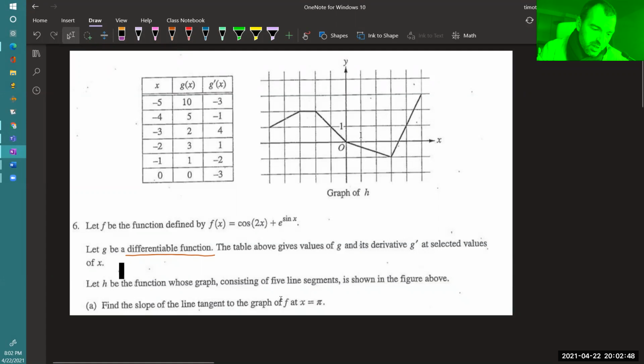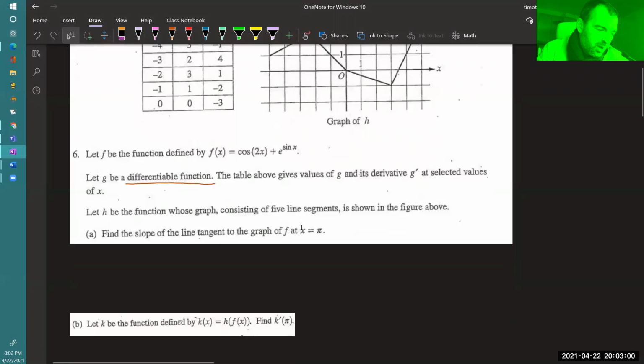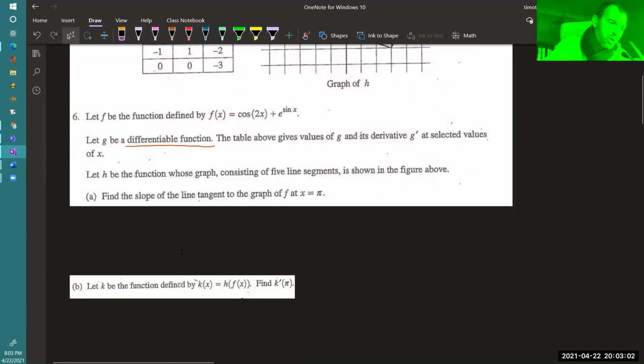All right, it's shown. First question is find the slope of the line tangent to the graph of f at pi. So here's f. That one's going to be a pretty simple question. We all know that in order to determine a slope, we just need to differentiate and evaluate at that location. So I'm going to do f prime of x. And this is a very simple derivative. This is elementary.